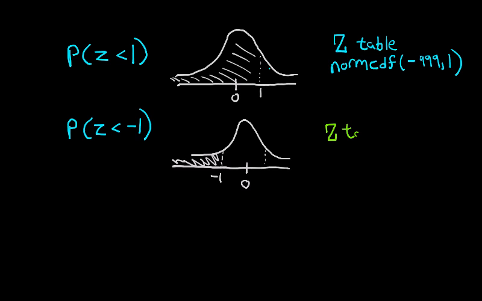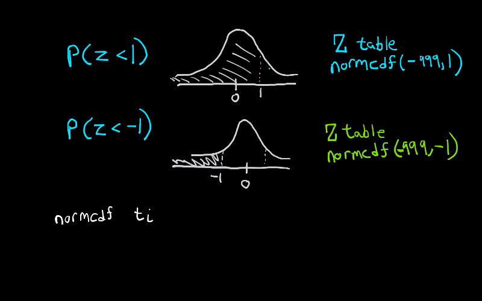So again, you can refer to your z tables from before, or you can do a normal CDF, and this is a lefty, of negative infinity. Wait a minute. I'm missing something here. What am I missing? That's right, a negative. Going off to negative 1. And for those of you who don't remember what the normal CDF function is, it's available on all TI 83 and 84s.